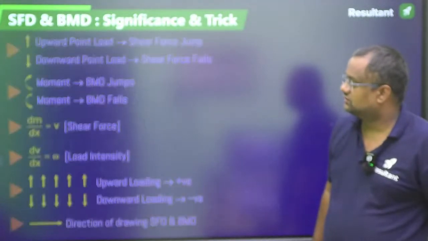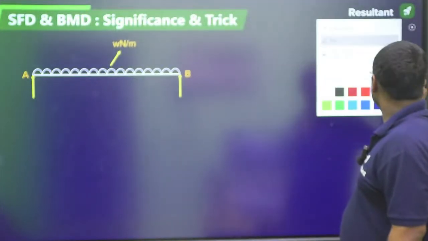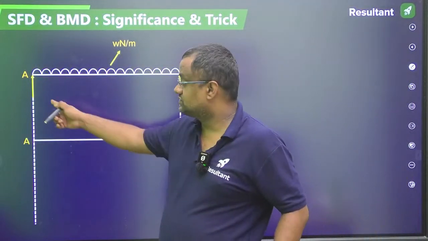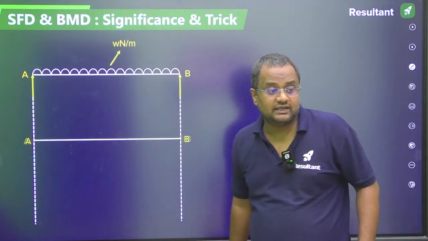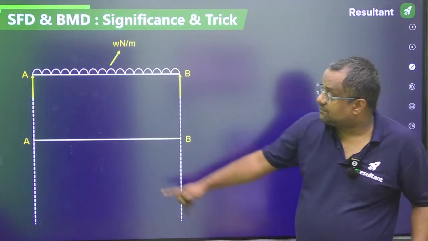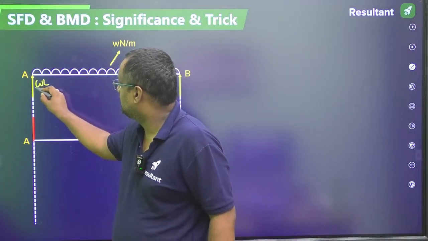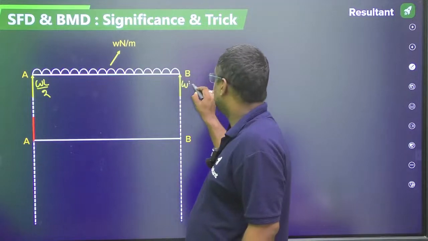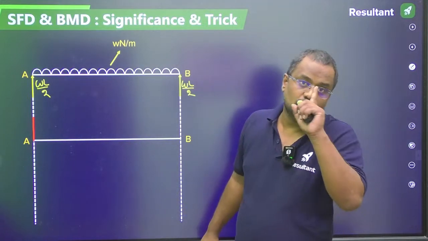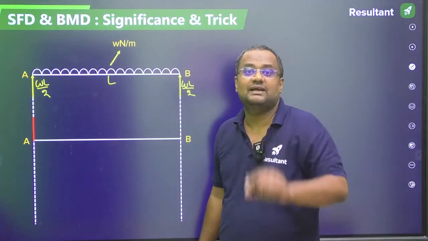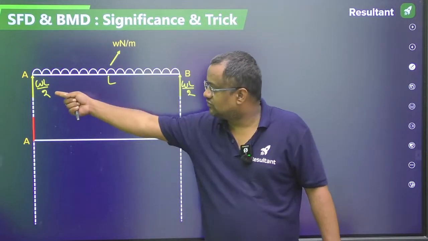Let me do some more questions. Suppose now it is a UDL in a simply supported beam. Now I want to draw the SFD. While drawing the SFD you have to see the loading diagram. So upward point load, this is W, suppose L length. So here it is WL by 2, here it is WL by 2. In 1 meter W load, so in L length there will be WL load and it is symmetrical. So WL by 2, WL by 2.